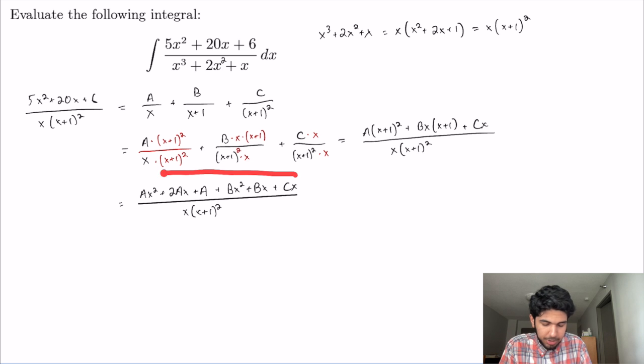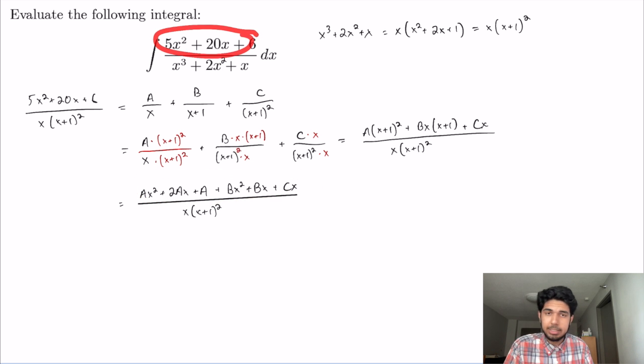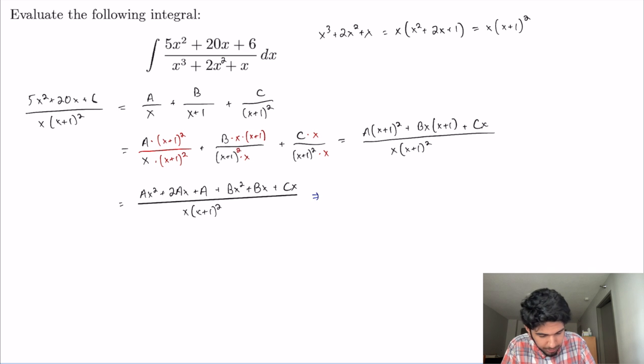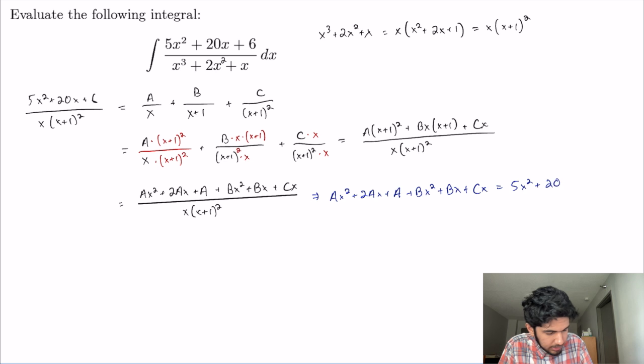Remember, we're targeting our numerator to be equivalent to the numerator of the integrand, because that was the fraction that we were decomposing. So we claim that the numerator ax squared plus 2ax plus a plus bx squared plus bx plus cx should be equal to 5x squared plus 20x plus 6.